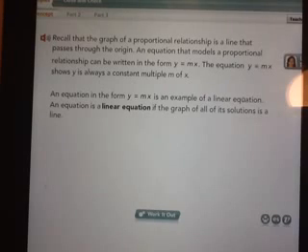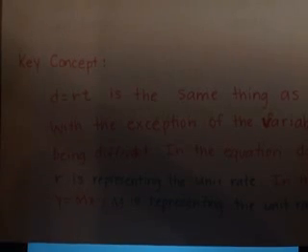Although we use the form of D equals RT, the main form of a linear equation is y equals mx. So here I have a note that talks about how D equals RT is the same as y equals mx, with the exception of the variables being different. In the equation D equals RT, R is representing the unit rate, and in the equation y equals mx, m is representing the unit rate.